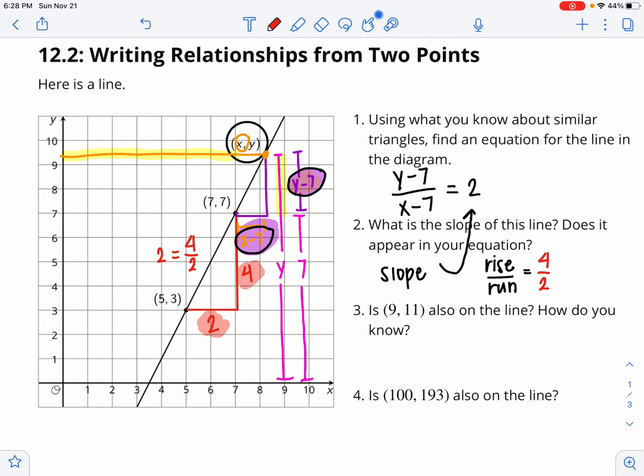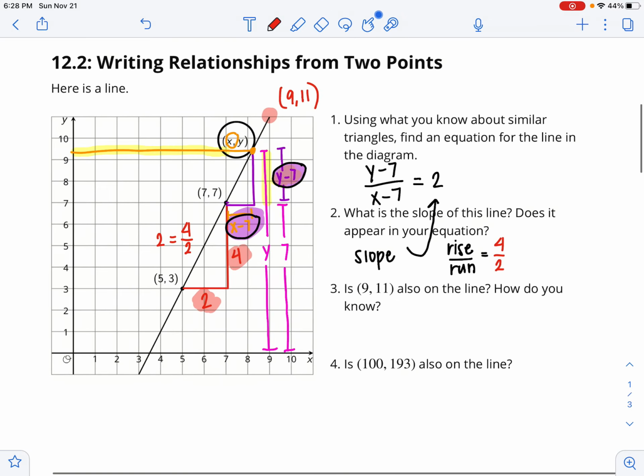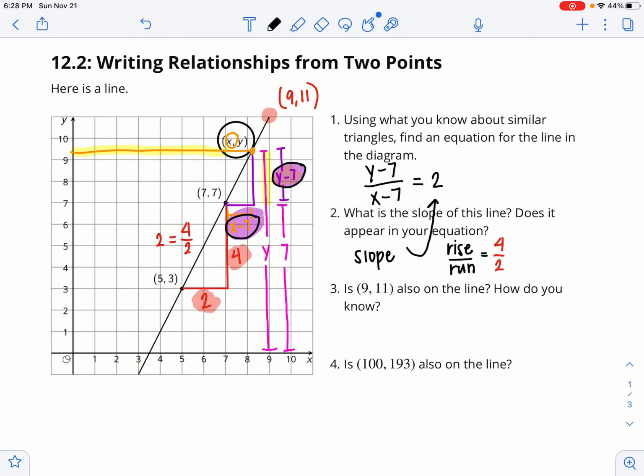Now the next question asks, is 9, 11 on your line? And we can determine that in one of two ways. The first is we can just look at the graph, and we actually see that point here, 9, 11. So we know the answer is yes. But the other way that we can prove this is true is by plugging in: y is 11 minus 7, x is 9 minus 7, and that is equal to 4 over 2, which equals 2. So the answer is yes, because the xy pair satisfies our original equation.